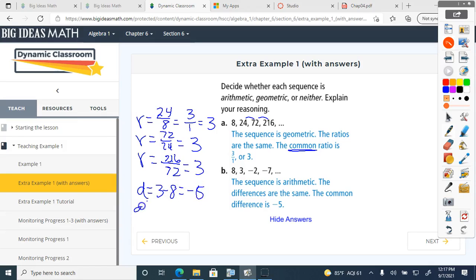-2 minus 3 is -5. And -7 minus -2 would also be -5. Are we going to have to use it? Yes, possibly. Okay? You don't actually have to use it, but you did have to find it. That's your explanation as to why it's arithmetic. Okay? Everybody good? All right. Next example.